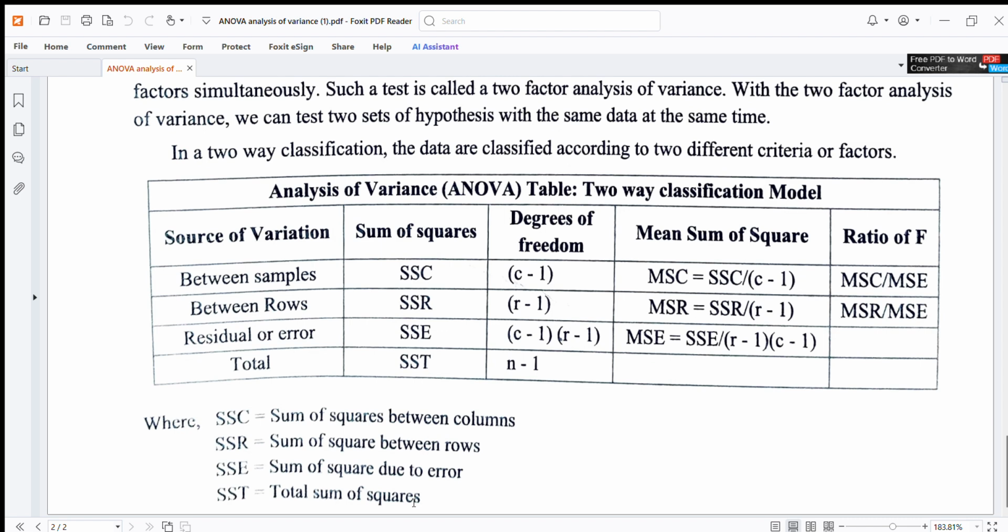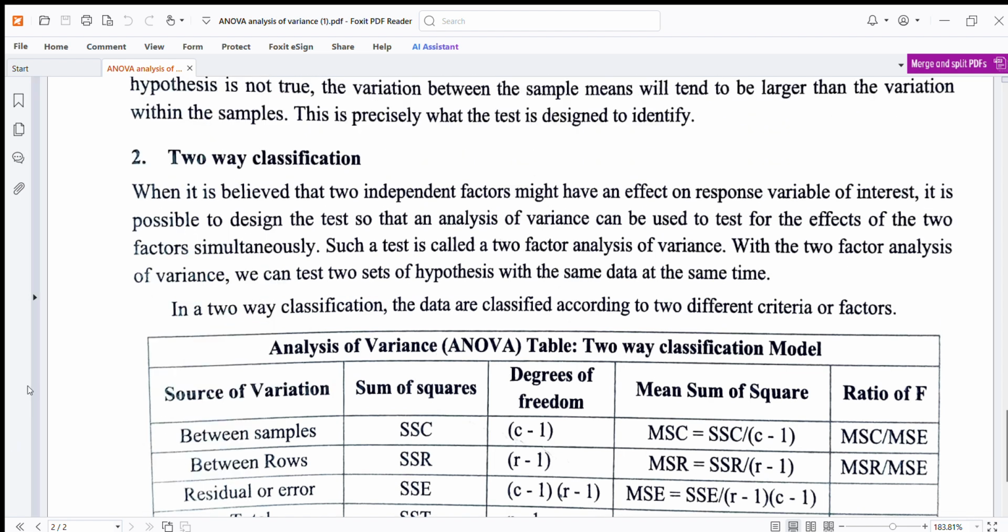Thank you. This is all about ANOVA, analysis of variance: the two-way classification model and the one-way classification model.